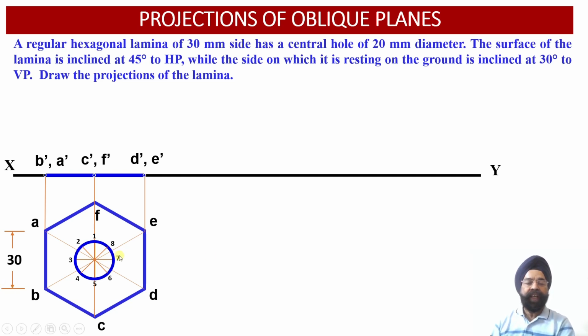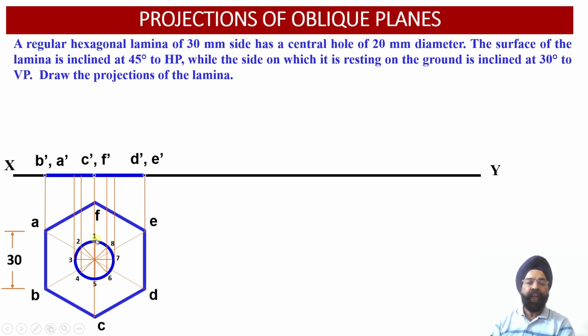Now this way, the top view projections, which are the true shape projections of this particular circular hole, have been obtained onto the horizontal plane. So the true shape of this lamina has been obtained in such a way that this hexagonal lamina is carrying a central hole having a diameter equal to 20 millimeter.